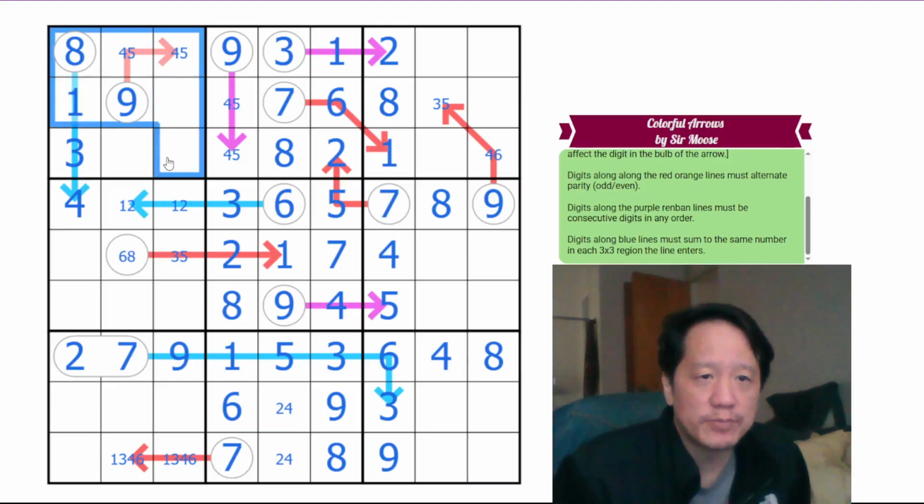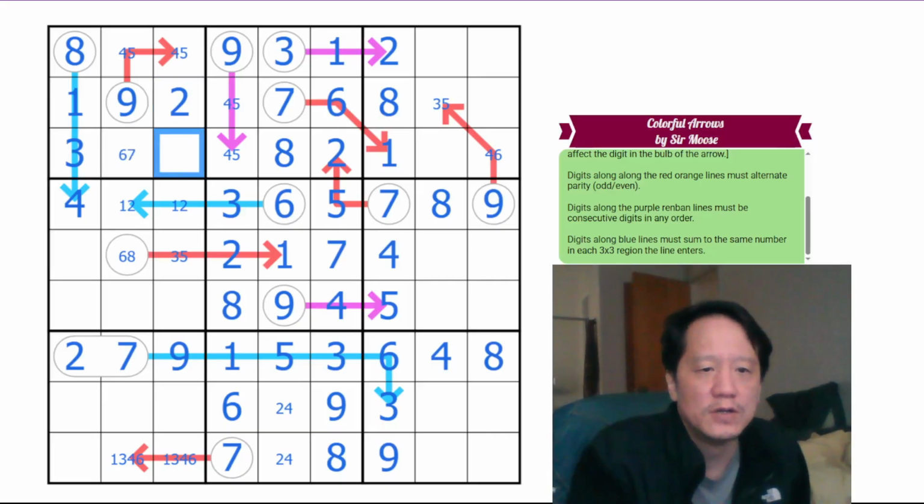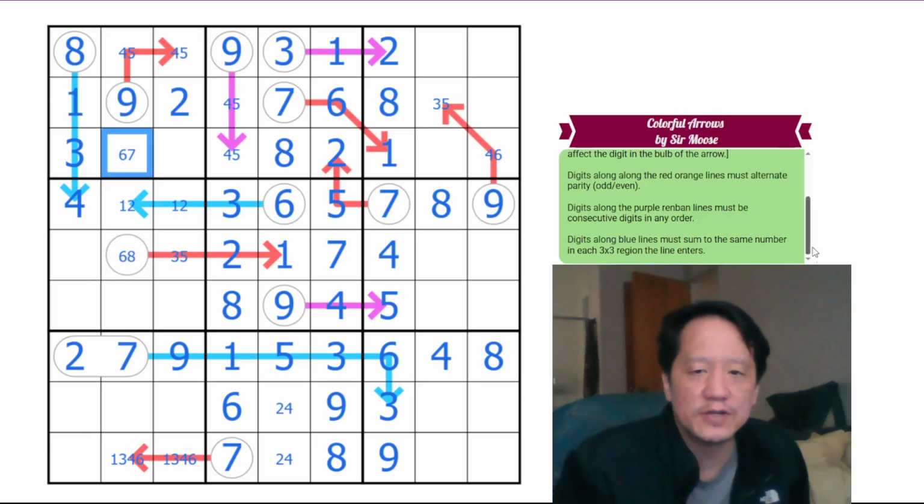Remaining digits in this upper left-hand box are 2, 6, and 7. And 6 and 7 cannot be here because of 6, 7 in the row. So this is 2, which forces this to be a 6, 7 pair. And this 7 eliminates 7 here, so this is 6, which makes this 7.